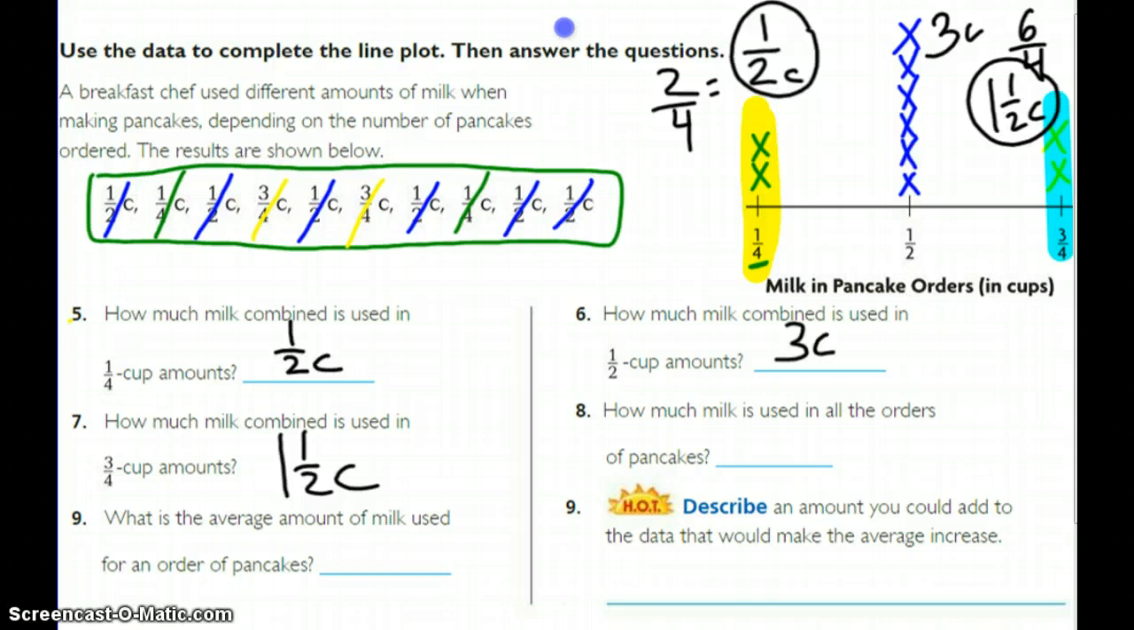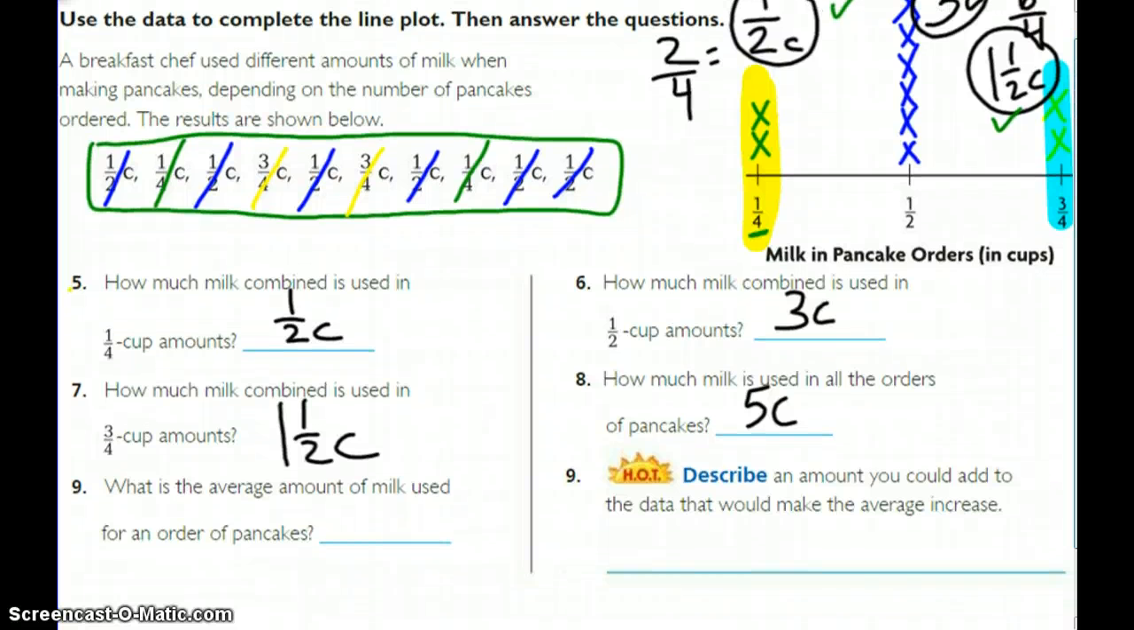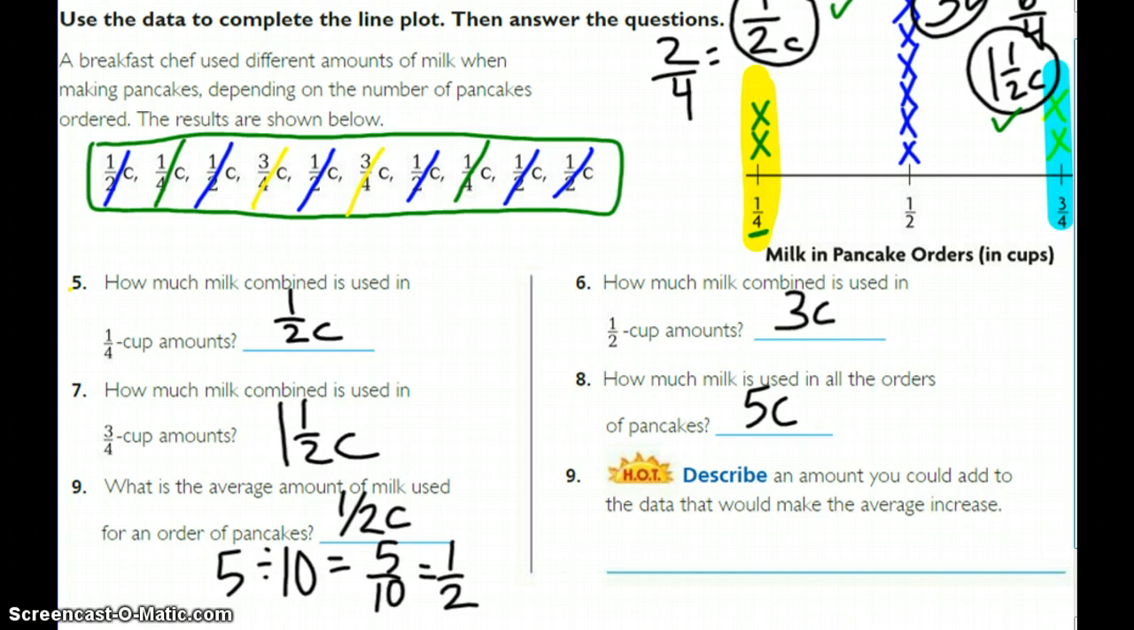All right? So now looking at number 8, how much milk is used in all the orders of pancakes? So what I'm going to do is combine each of these subtotals. So 1/2 plus 1.5 is 2, plus 3 is 5 cups total. 5 cups total. And now, what is the average amount of milk used for an order of pancakes? I'm going to get 5 divided by 10, and that is equal to 5/10, which is equal to 1/2. So my answer is 1/2 of a cup is the average.